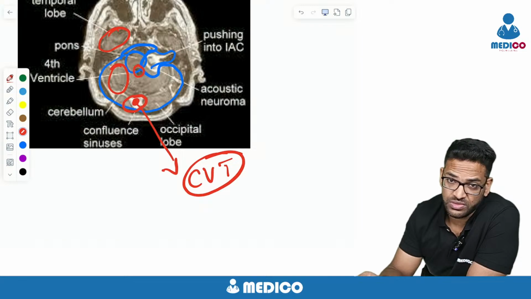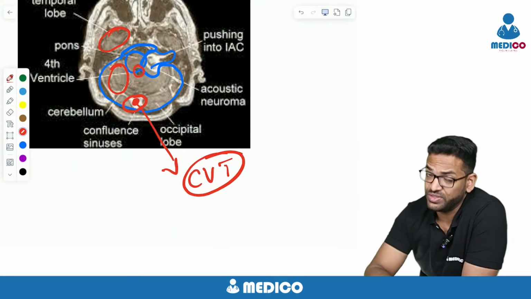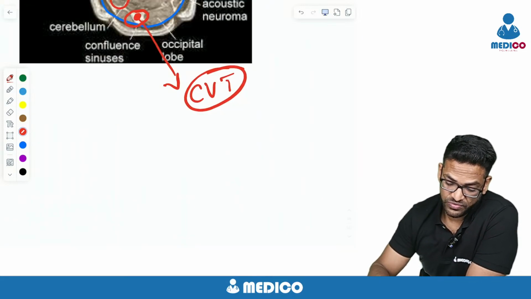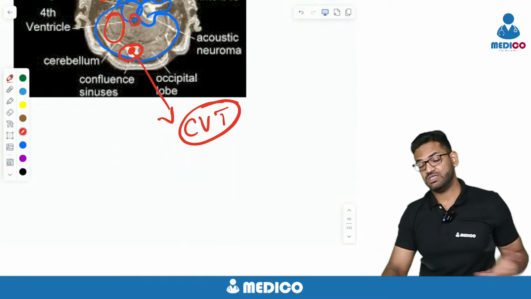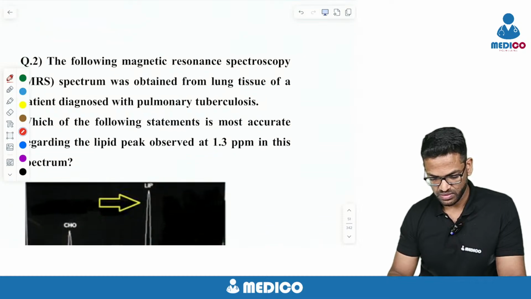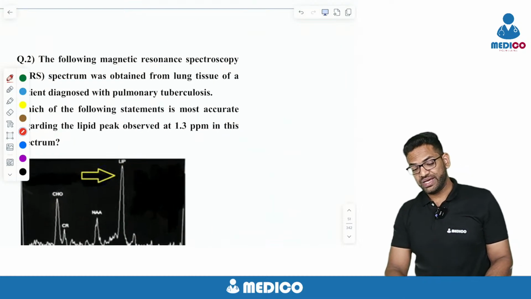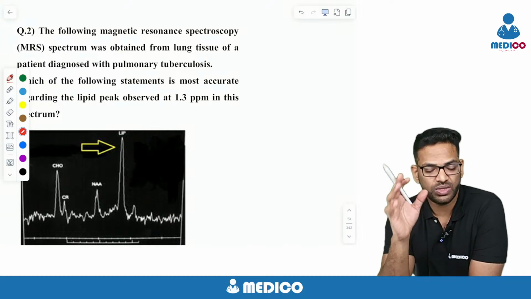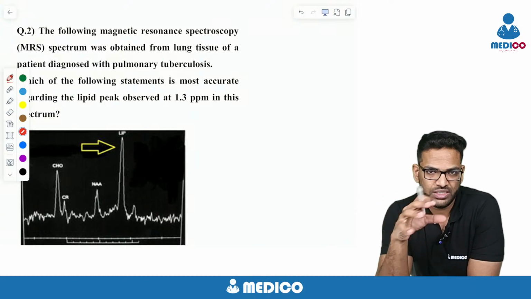So cerebellar tumors, that's a huge topic by itself, so I'm not going to discuss it right now. Okay, so if you get an image like this, these could be the things which they're trying to show you, right? So now we'll go to the next question. Now next is the MRS. Okay, it's quite complicated, so I'll discuss it in detail again.